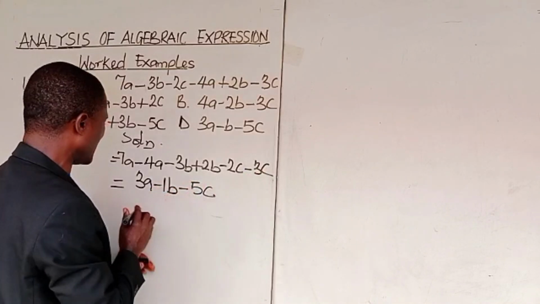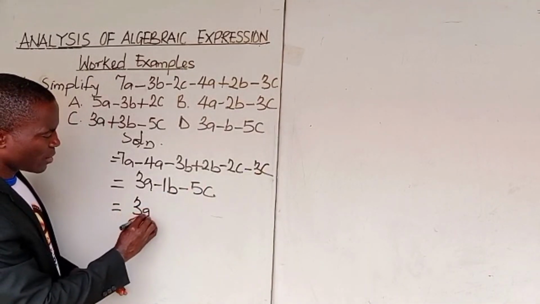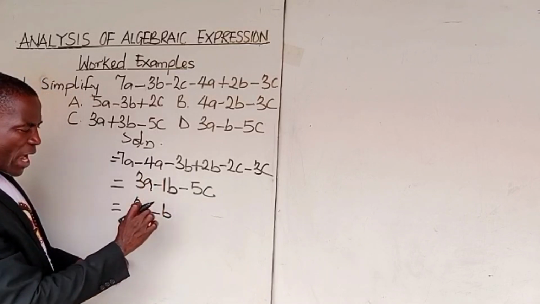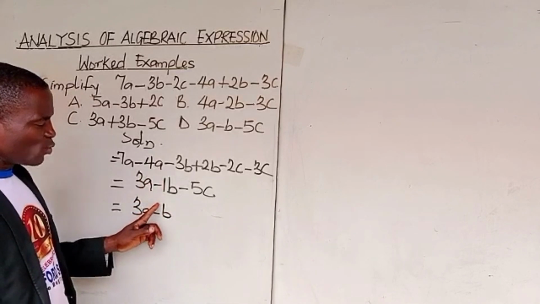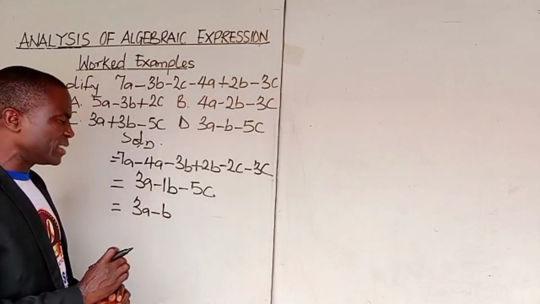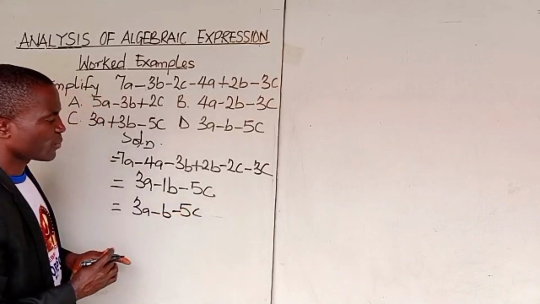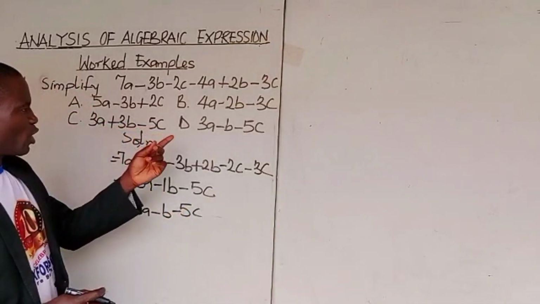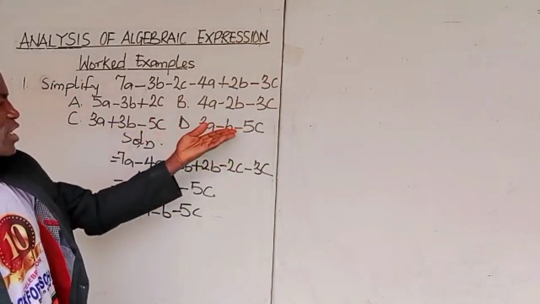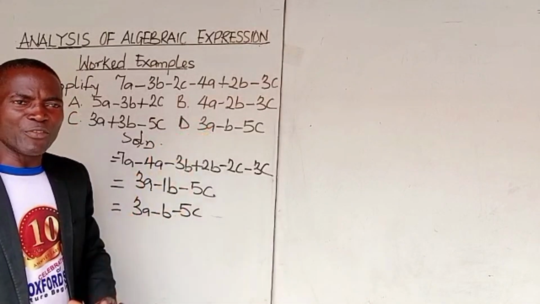So in the final analysis, if you want to write the answer to this, it becomes 3a minus b. There is no need writing the 1 because everybody knows that when a variable is written and there is nothing in the front, 1 is there. So we now have this to be minus 5c. So let us check which of the options is correct. We have 3a minus b minus 5c. So the correct option is option D. I want to believe it's clear to everybody.